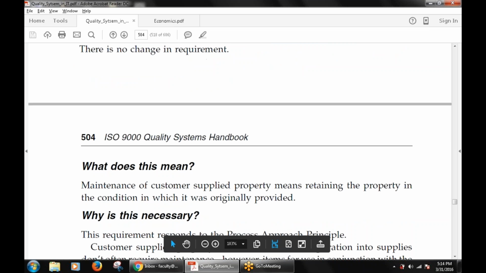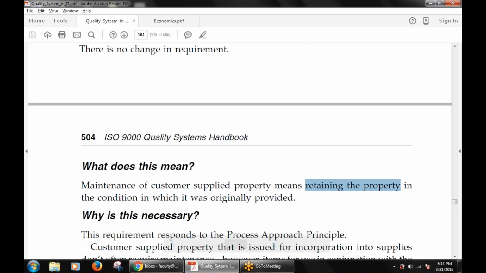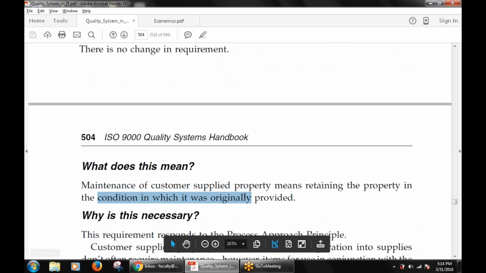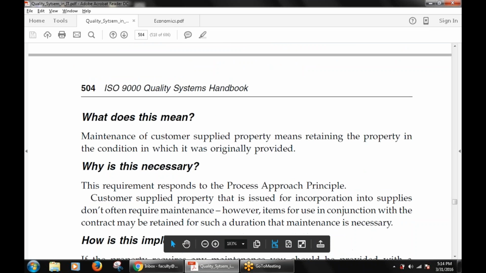What is the meaning of this? The maintenance of the customer supplied property means retaining the property in the condition in which it was originally provided. Now, why is this necessary? This responds to the process approach principle.